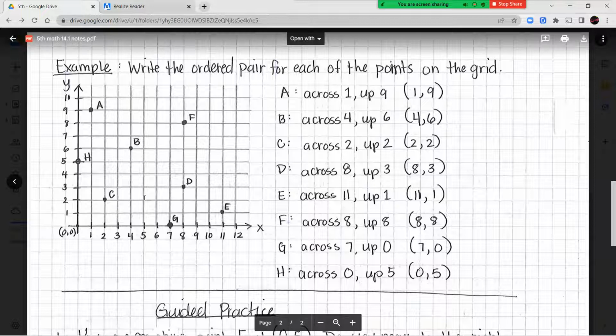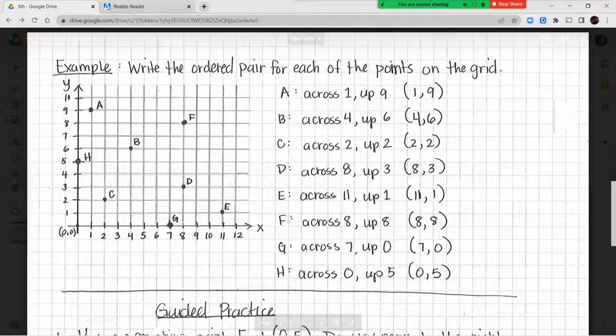F, we're going to follow the same process. We're going to go across the x-axis. We went across 8, and then we went up 8. So point F is located at 8, 8. That's our ordered pair there.